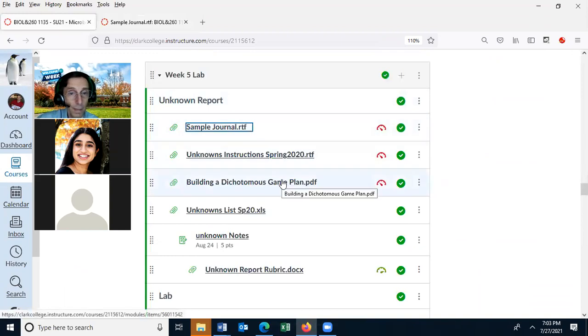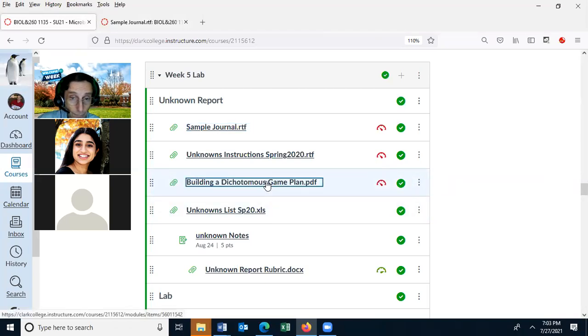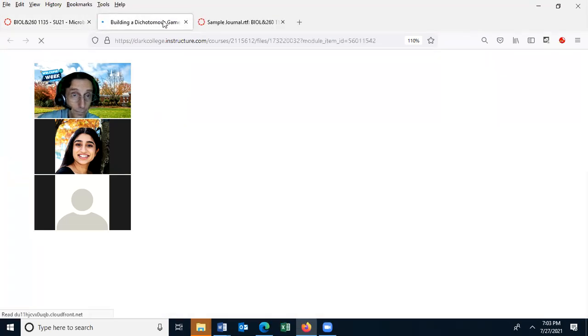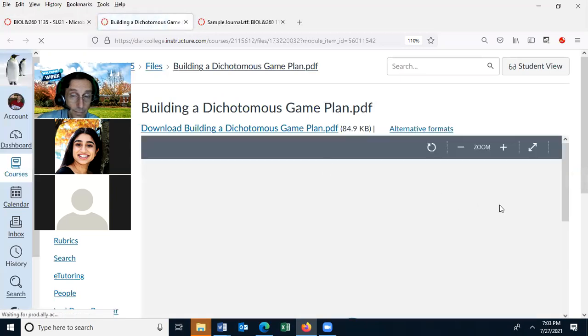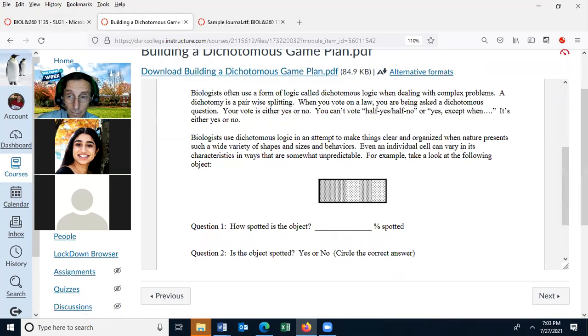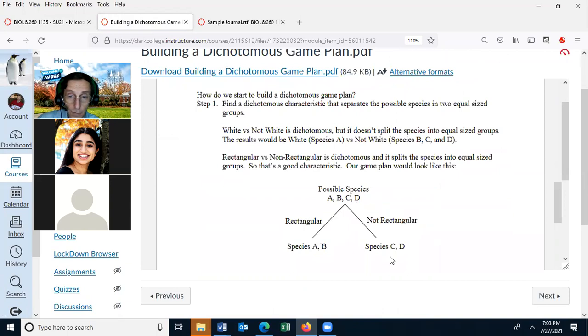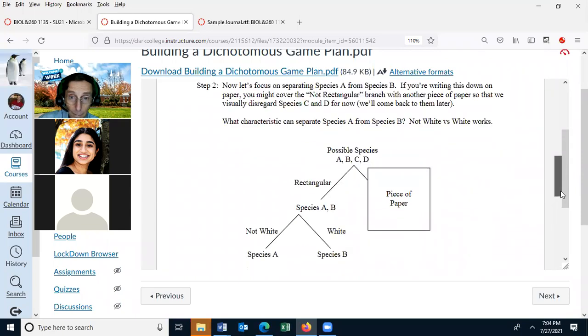Let me back up again. I've also got a link for building a dichotomous game plan. This project, your unknown project, should be using a dichotomous game plan where you do a test which has two possible results. You get that result. I can't find it. There it is. You get the result. It's rectangular, so we know it's species A and B. It's not species C and D. And then you do another test which separates out species A and B.